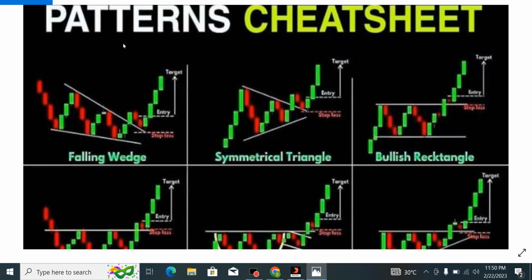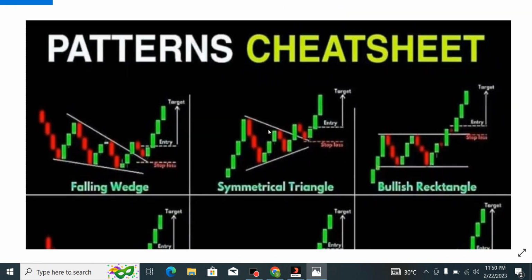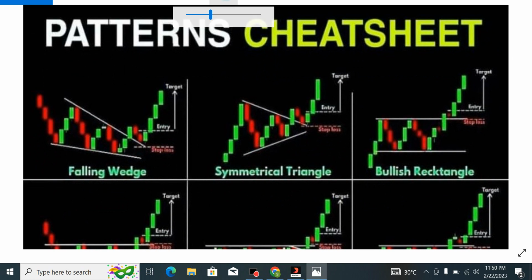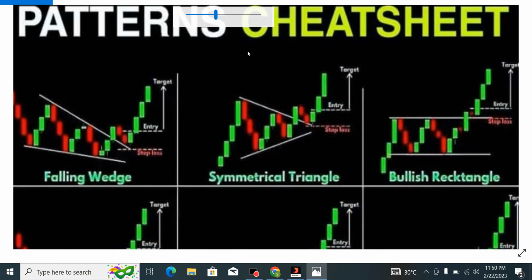So now let's go over it one after the other. This is the first one. It is called the falling wedge. The falling wedge usually takes this form. You can see the market was on a downtrend before, but when it got to this support zone, it pulled back up. Let me bring this down so that we get to see it properly.